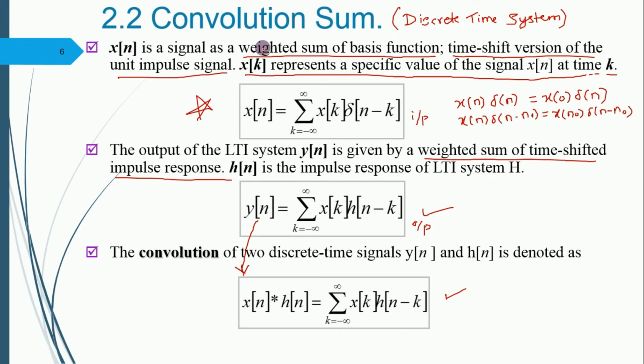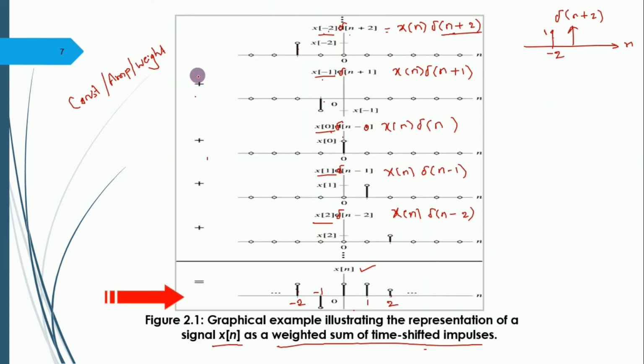Now you come back to the definition. x of n is a signal represented as a weighted sum of basis functions. What does that basis function mean? It's a time shifted version of the unit sample, the unit impulse signal. Okay, please understand the concept. It is a very important concept.